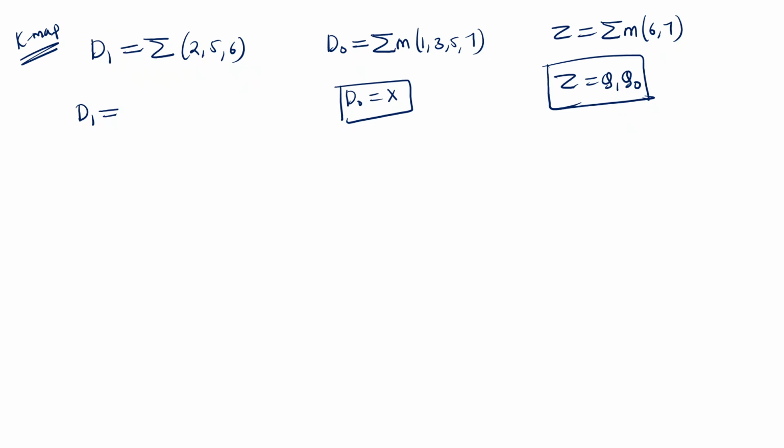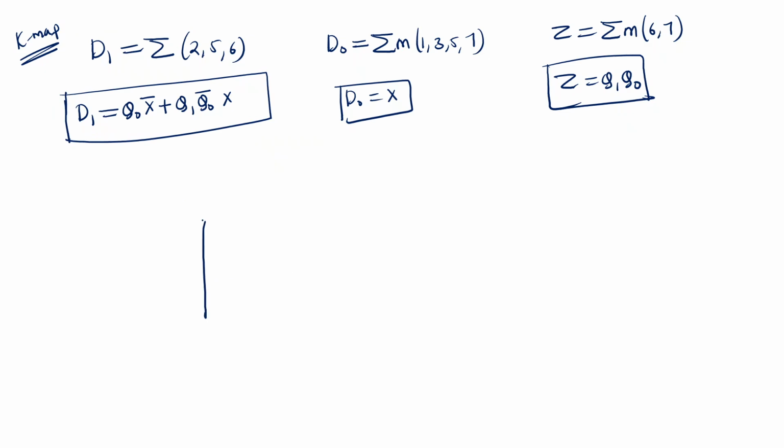D1 equal to Q naught X bar plus Q1 Q naught bar X. Okay, this is the expression. Now I am drawing. All are correct. Next, I am drawing the diagram.